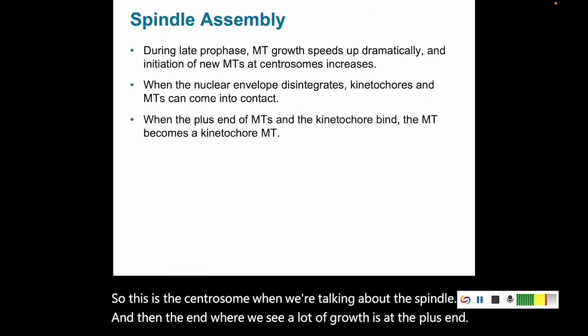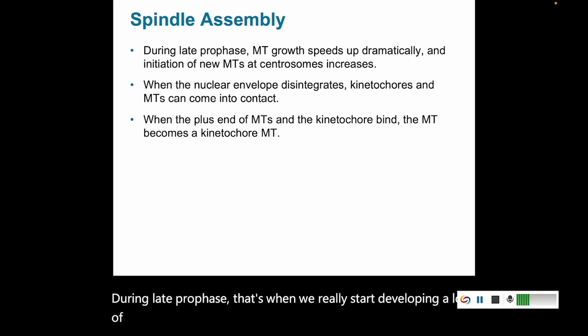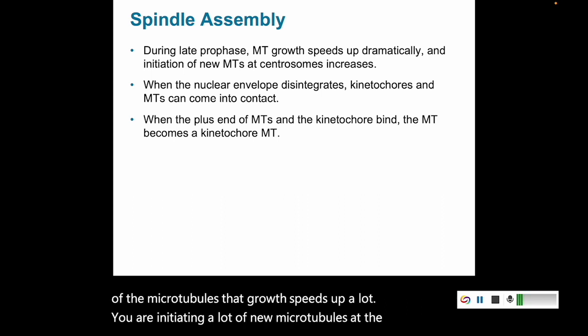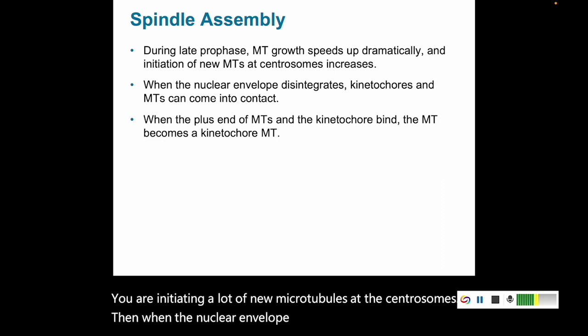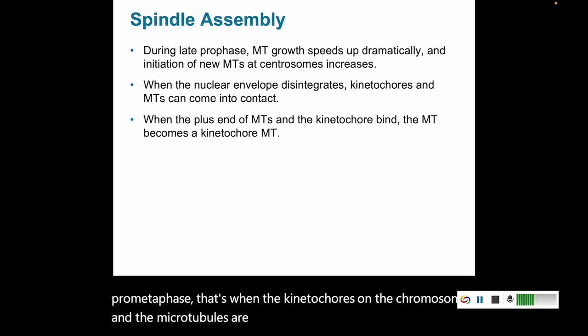During late prophase, that's when we really start developing a lot of the microtubules. That growth speeds up a lot. You are initiating a lot of new microtubules at the centrosomes. Then when the nuclear envelope is disintegrating during prometaphase, that's when the kinetochores on the chromosomes and the microtubules are able to contact each other.